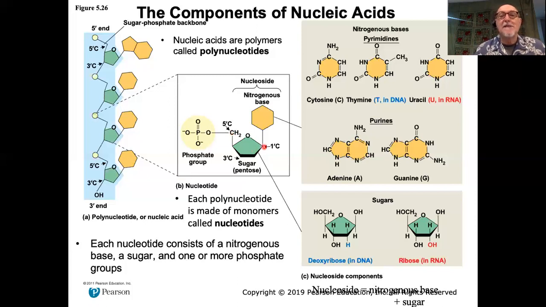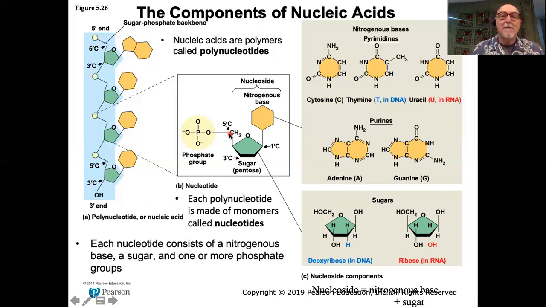At the 1' site, there is a nitrogenous base of some sort. There are, in fact, 5 bases that participate in structuring nucleotides for the nucleic acids. So this could be any one of 5. Here they are: cytosine, thymine, uracil, adenine, and guanine. They can be located there. Some you see are 1-ringed, some are 2-ringed. We'll discuss that in a second.